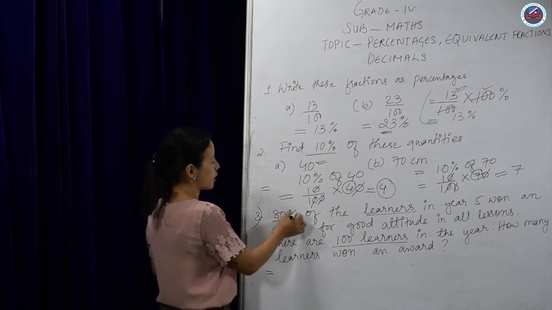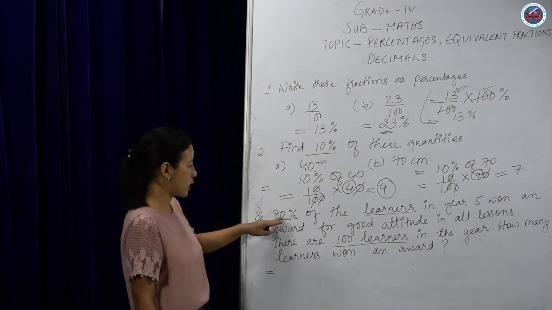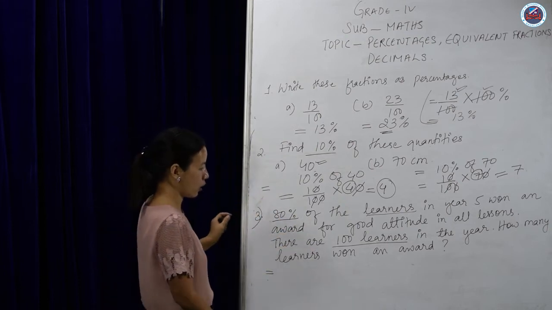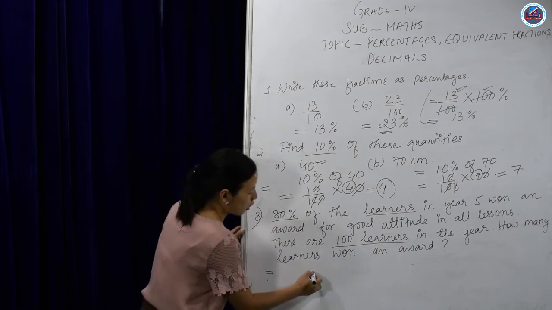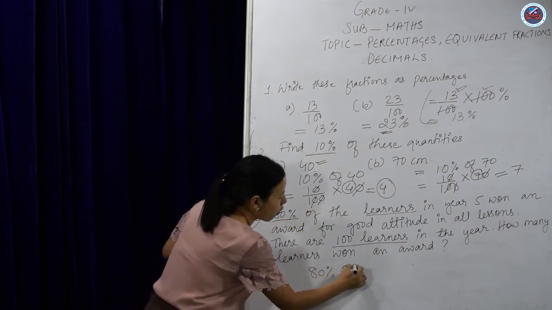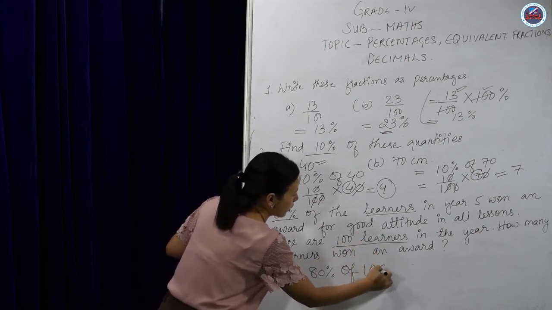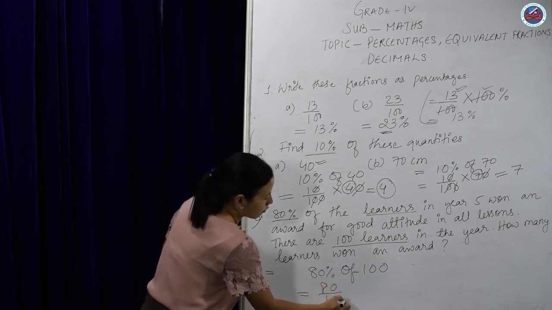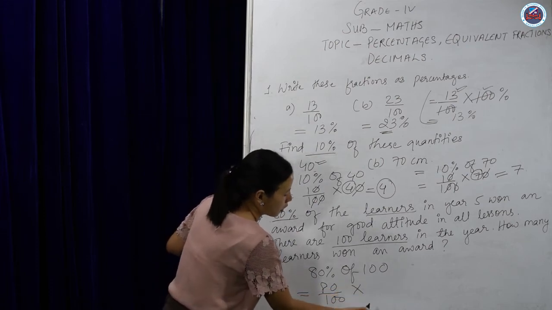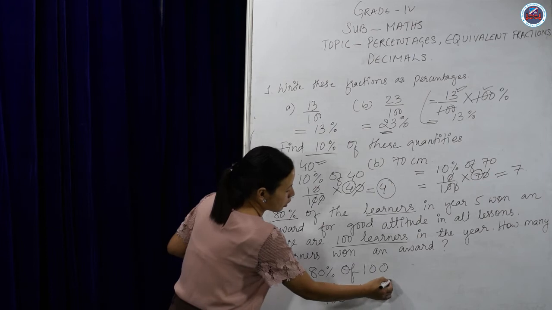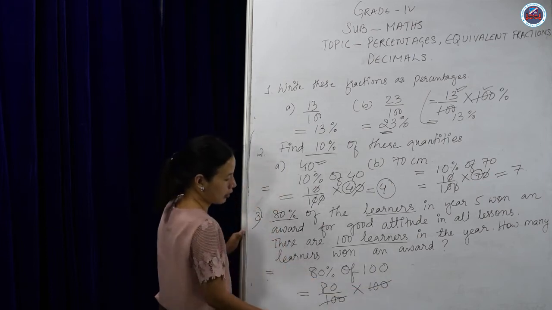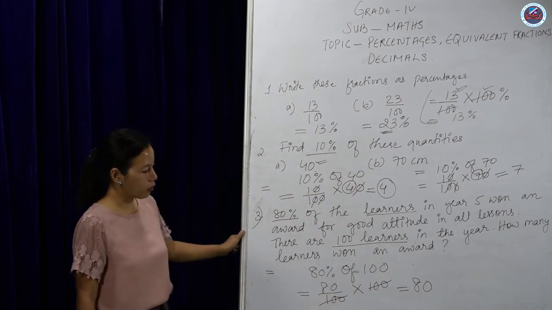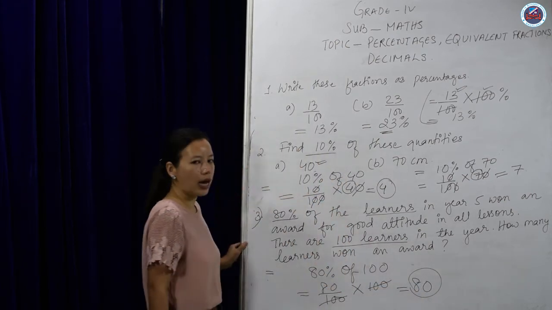Here they have given it in terms of percentage. It says 80% of the learners have won an award. So we write 80% of learners. How many learners do we have? 100 learners, so we write 100. And 80% means 80 over 100, right? And of means multiply by 100. So I have 100 on the top and 100 down, so I will cut it, done. So here remaining is how much? 80. That means how many learners have won an award? 80 learners have won an award.